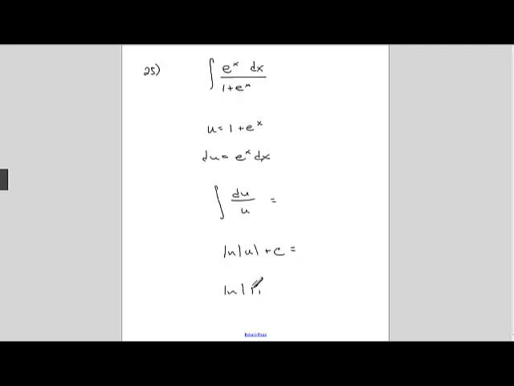u is 1 plus e to the x. And that's all we can do. You might think we can do something here, but we can't, because this is 1 plus e to the x. If it was just e to the x, then yes, we could use the inverse properties of logarithms and exponentials to get x. But because we have this plus sign, we can't do anything. So this is the final answer for this problem.